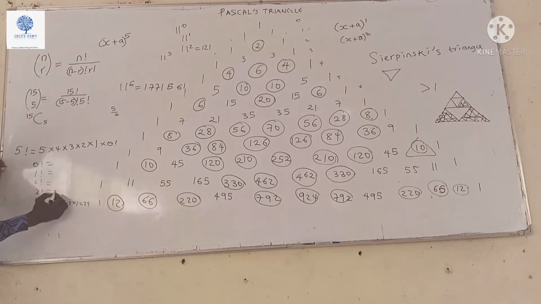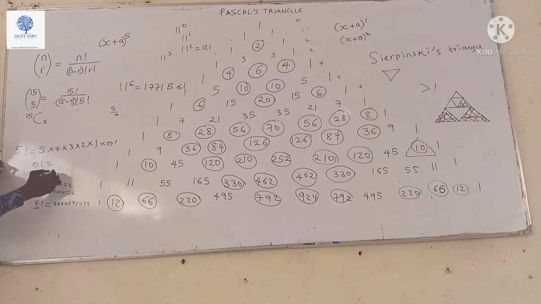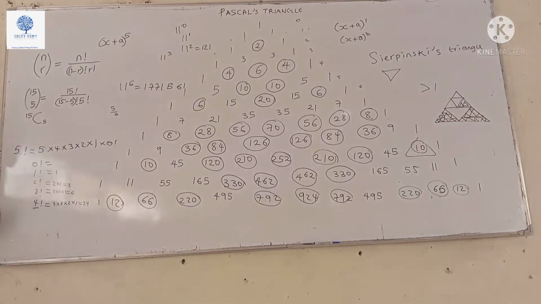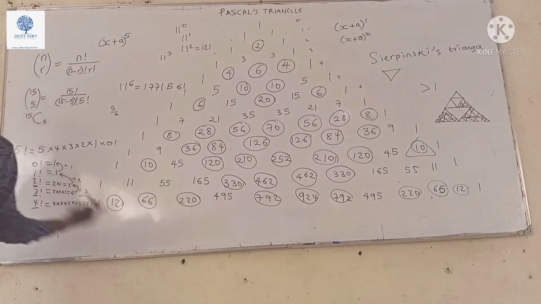Let's do it the normal way. 3 factorial gives us 3 times 2 times 1, which is equal to 6. 2 factorial is 2 times 1, which is equal to 2. 1 factorial is 1. And 0 factorial is what we are trying to verify here. So 24 divided by 4 gives you 6, right? 6 divided by 3 gives you 2, right? 2 divided by this 2 gives you 1, right? And then 1 divided by this 1 gives you 1. So 0 factorial is 1.